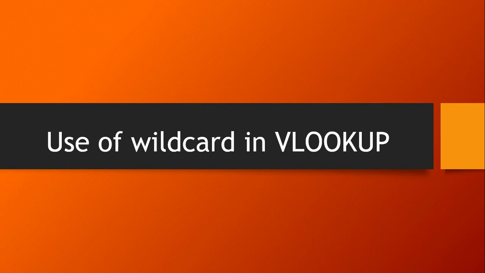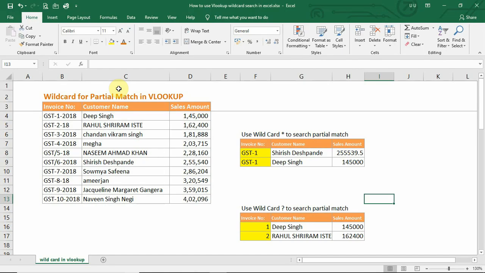Hi, in this lecture I will explain how to use wildcard for partial match in VLOOKUP. In Excel formulas we can use the wildcard for partial matches to get the results. This can be used in many functions where we do the matching. Similarly, we can also use the wildcard in VLOOKUP formula. In this lecture, I will explain how to use wildcard in VLOOKUP formula.